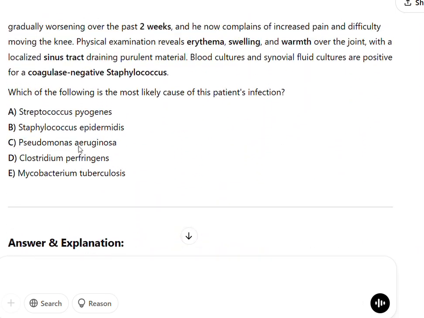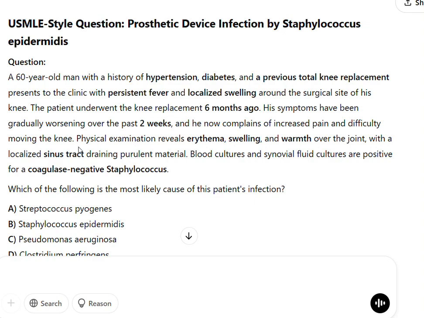USMLE style question. Prosthetic device infection by Staphylococcus epidermidis. Question. A 60-year-old man with a history of hypertension, diabetes, and a previous total knee replacement presents to the clinic with persistent fever and localized swelling around the surgical site of his knee. The patient underwent the knee replacement 6 months ago.